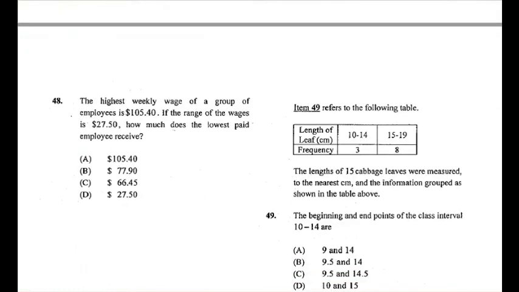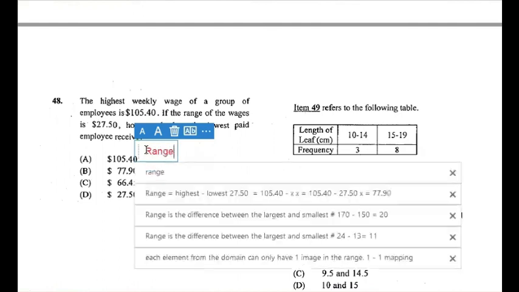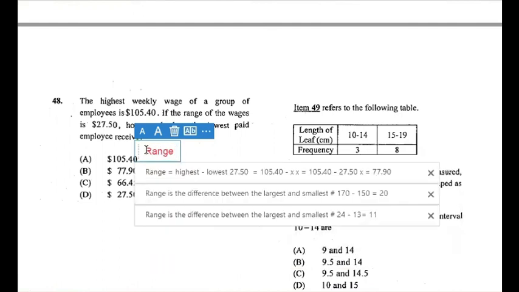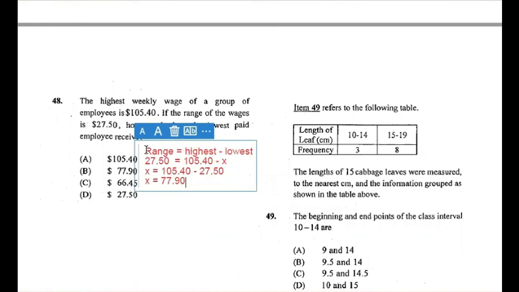It is that easy, guys, and we're moving along nicely. So 48: the highest weekly wage of a group of employees is $105.40. If the range of the wages is $27.50, how much does the lowest paid employee receive? What we need to know is the formula for range. Range is equal to the highest minus the lowest, so in this case, the highest wage minus the lowest wage.